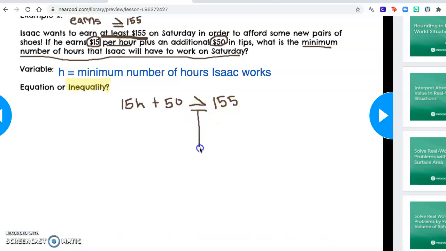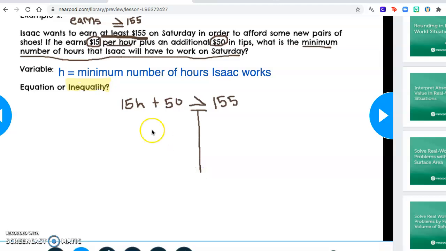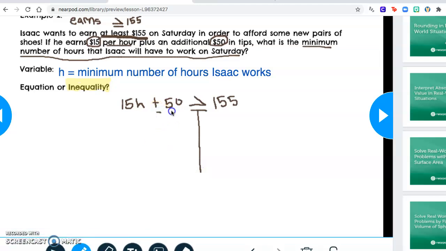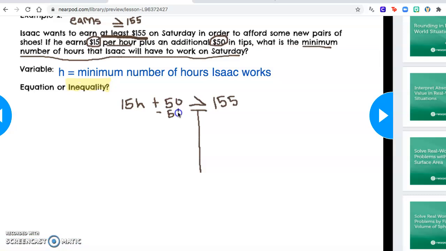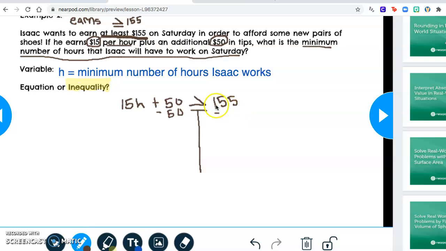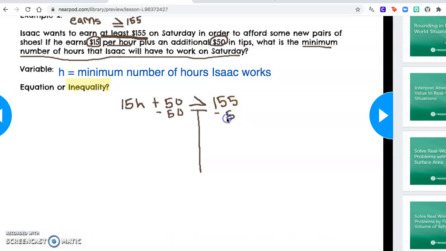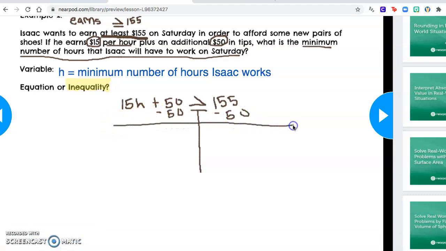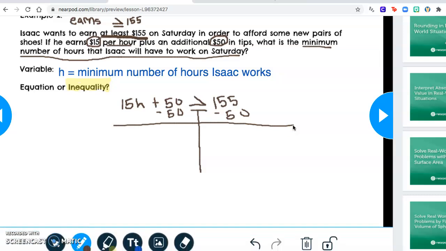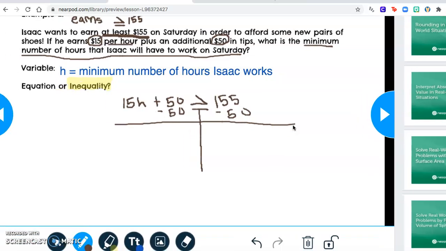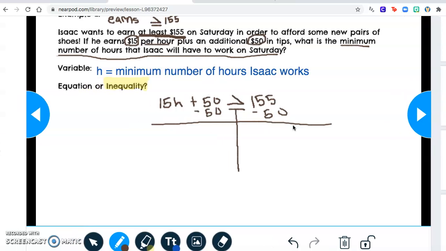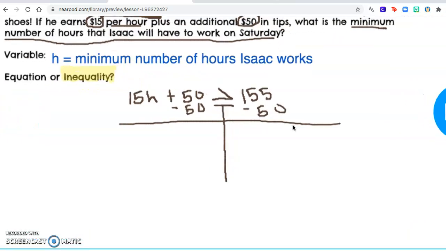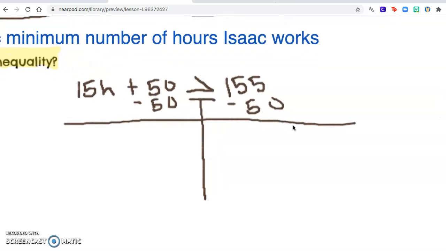So let's figure it out. First thing we do is we subtract by 50 because we want to figure out how many hours he has to work in order to get at least $155. This is called budgeting, people. You're going to have to do this at work too, figuring out how many hours you have to work in order to make a certain amount of money. Okay, I'm just going to zoom in a little bit.